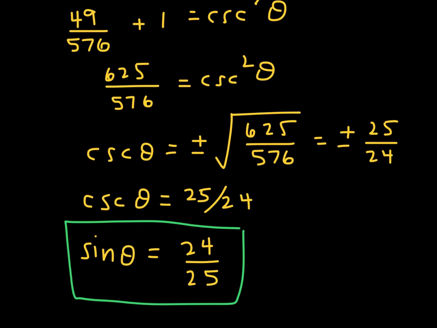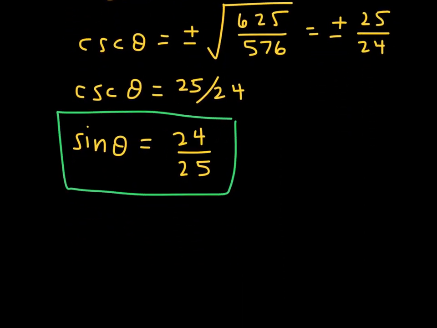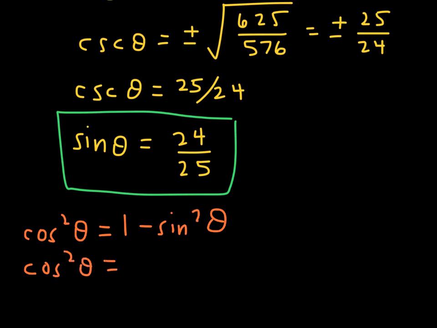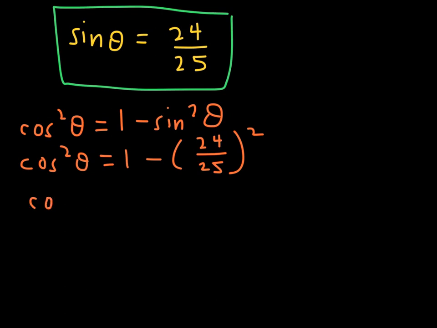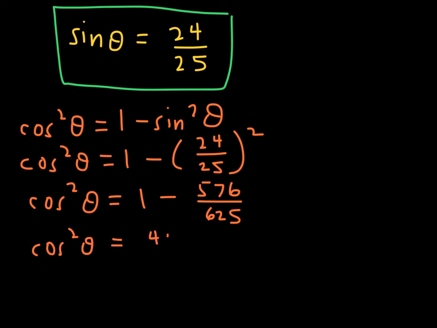All right, the last thing they want us to find is cosine of theta. So let's find cosine of theta. Remember the Pythagorean identity that you and I wrote down a little while ago, and it says cosine squared of theta is equal to 1 minus sine squared of theta. And we now know what sine of theta is. So then this is 1 minus 24 over 25. Don't forget, you have to square this according to the identity. So then we have cosine squared of theta is equal to 1 minus 576 over 625. Remember, the number 1 can be rewritten as 625 over 625, which would lead you to cosine squared of theta is equal to 49 over 625.